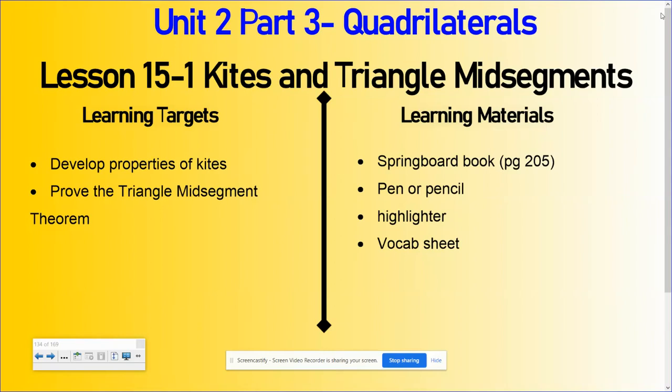So today we are starting part 3 of Unit 2, which is all about quadrilaterals. So today we're starting lesson 15-1, which is going to talk about kites and triangle midsegments. So make sure you have your book. We are on page 205. You have some new vocab coming, so make sure you have the vocab sheet for this section.